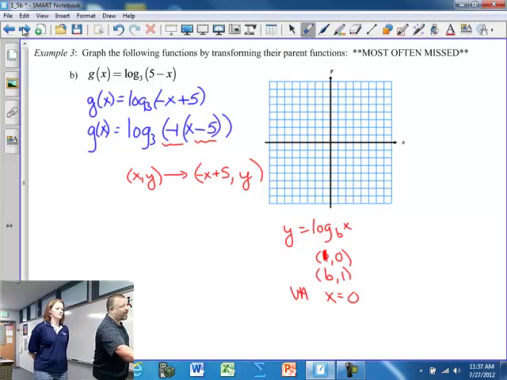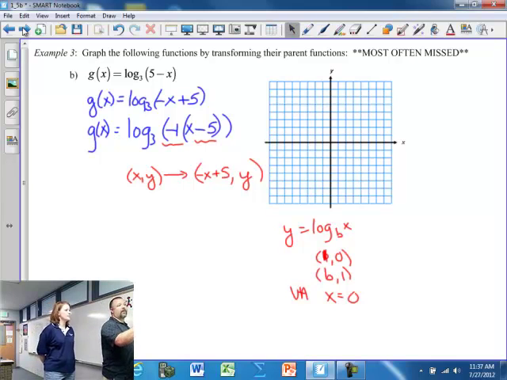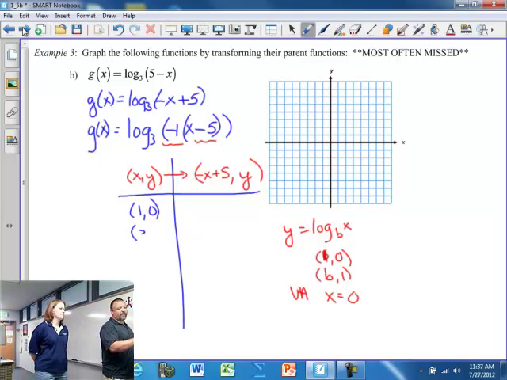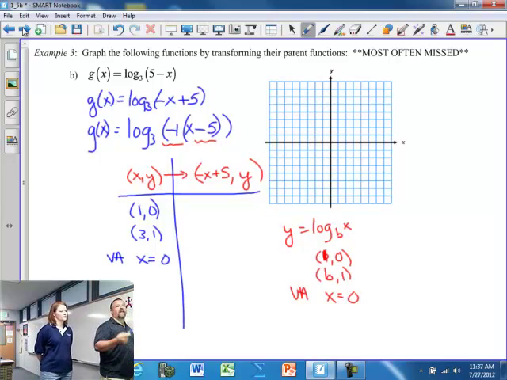Notice it's an x value, which means it's vertical, which means I'm going to change things as well. Do asymptotes change the exact same way that ordered pairs change? So here's what we got. Our base is 3, so our points are 1, comma 0, 3, comma 1, and we still have a vertical asymptote at x equals 0. All we're going to do in this problem is take the opposite of x and add 5 to it. The y's are all going to stay the same.